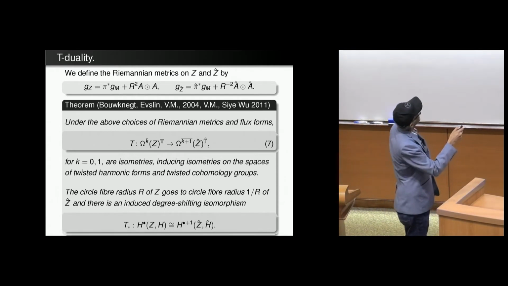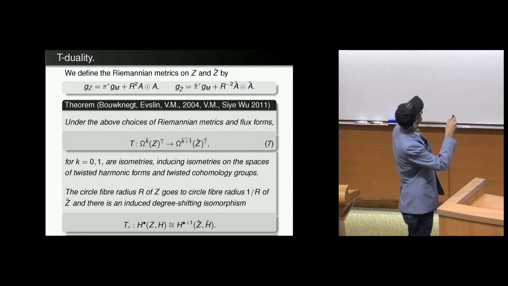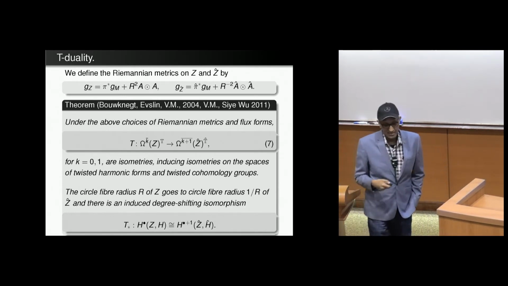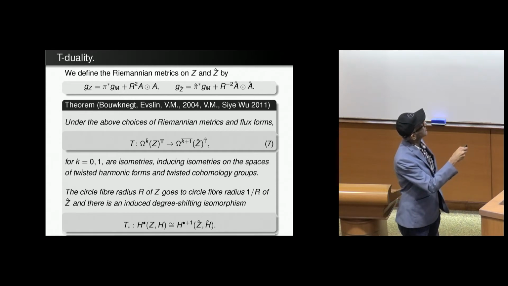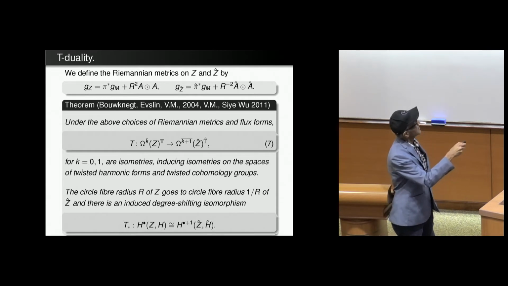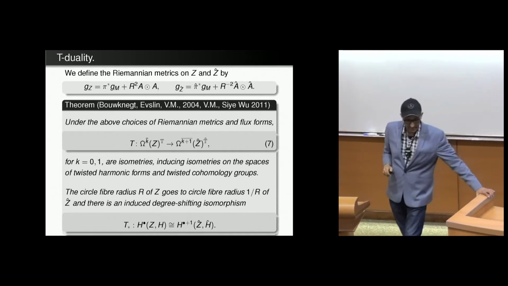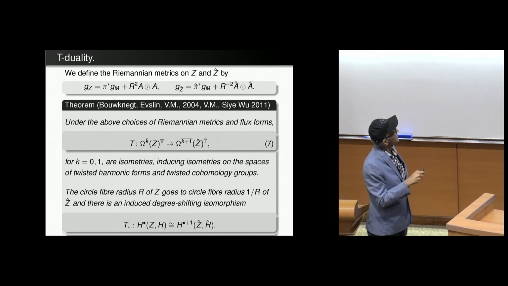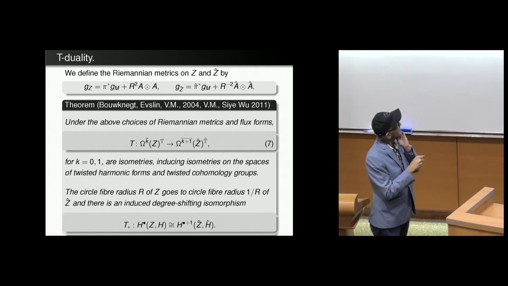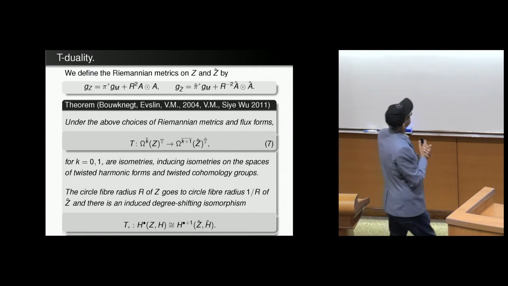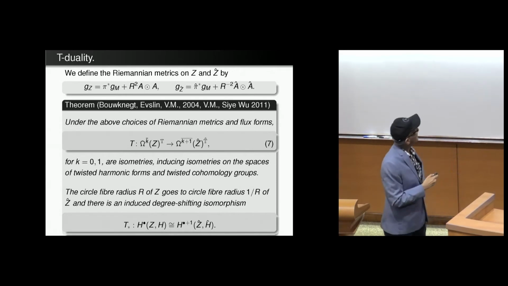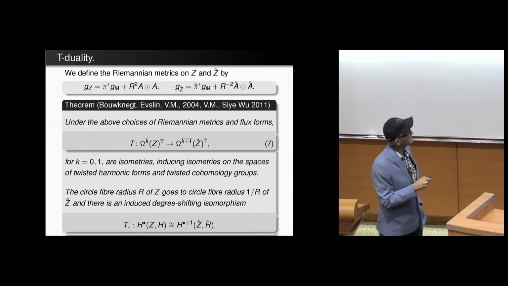So the Riemannian metrics on Z and Z hat, as I said, you take any metric on M, which is the base, and you take the connection one form and use the connection to define, so you take the symmetric tensor product of these, and you scale it by R squared. And for the T-dual, you take the metric which is the pullback of the metric on M, and the symmetric tensor product of A hat, and scale by R to the minus 2. And if you do this, then in fact T-duality is an isometry between these invariant forms, which are even or odd on Z, and the invariant forms on Z hat, which are odd or even. And it induces an isomorphism, a degree shifting isomorphism on twisted cohomology, right?